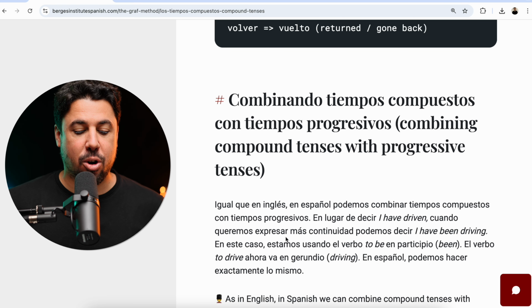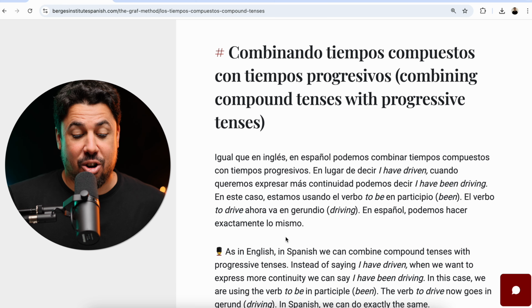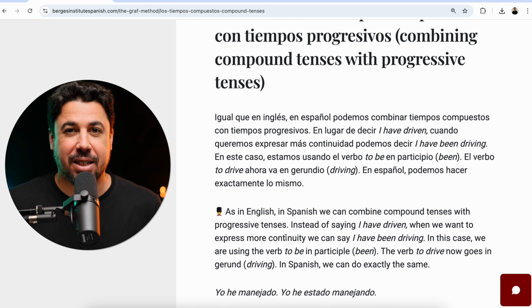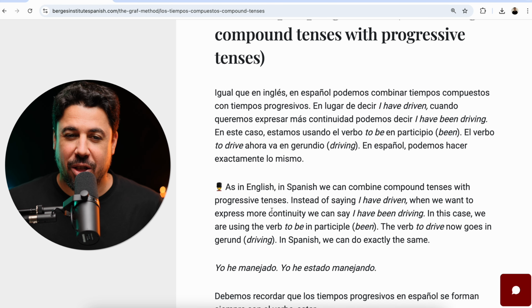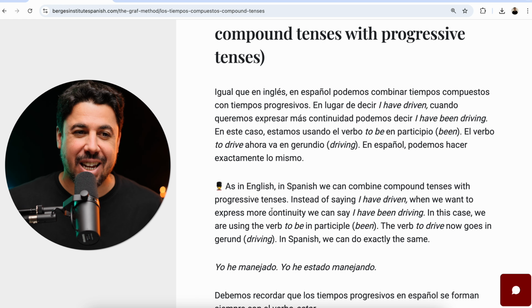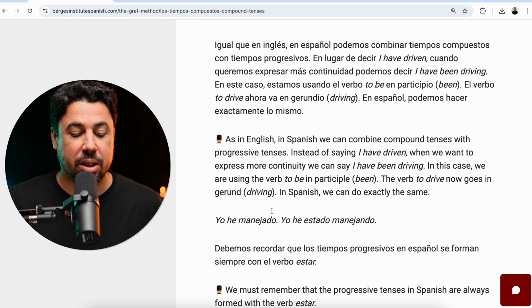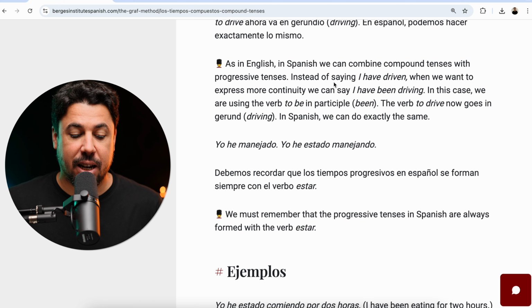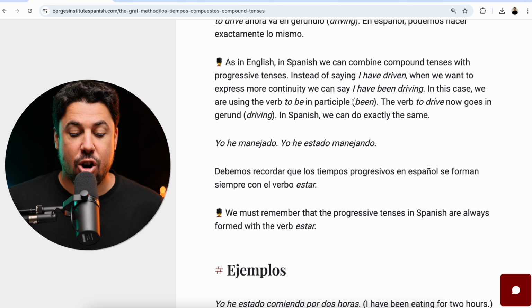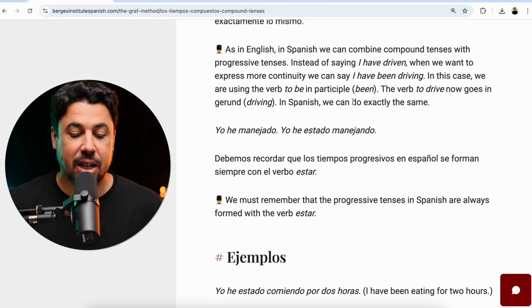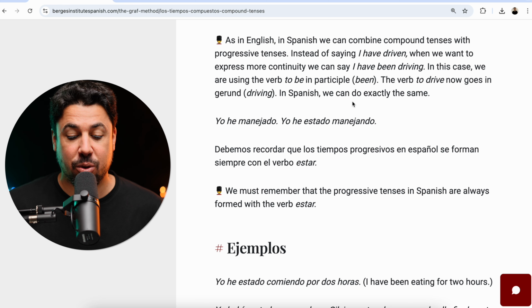So let's talk about combining compound tenses with progressive tenses. We do this in English a lot. In Spanish, we do it slightly less, but it can be done, and sometimes we do it. So it says, as in English, in Spanish, we can combine compound tenses with progressive tenses. Instead of saying, I have driven, when we want to express more continuity, we can say, I have been driving.